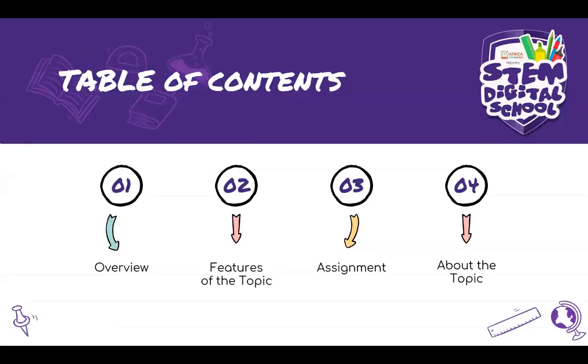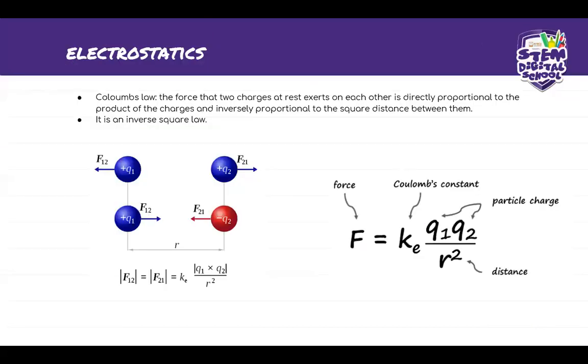Let's do some electrostatics. We're going to be doing Coulomb's law today. Coulomb's law states that the force that two charges at rest exert on each other is directly proportional to the product of the charges and inversely proportional to the square of the distance between them. Hope you guys still remember this from the theory that we did earlier on. This is exactly what has been described as Coulomb's law.